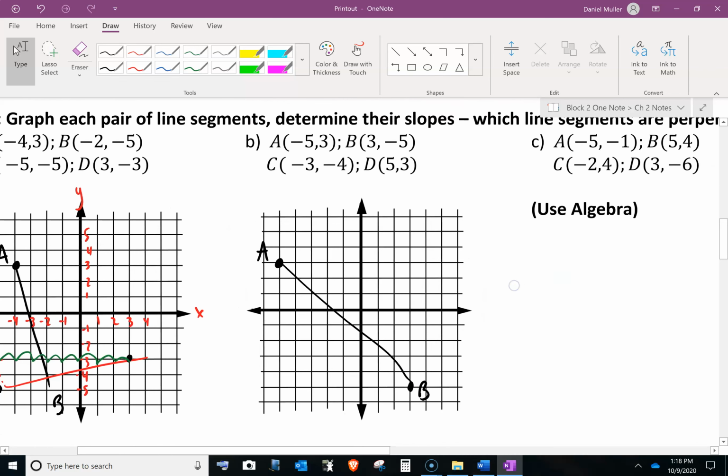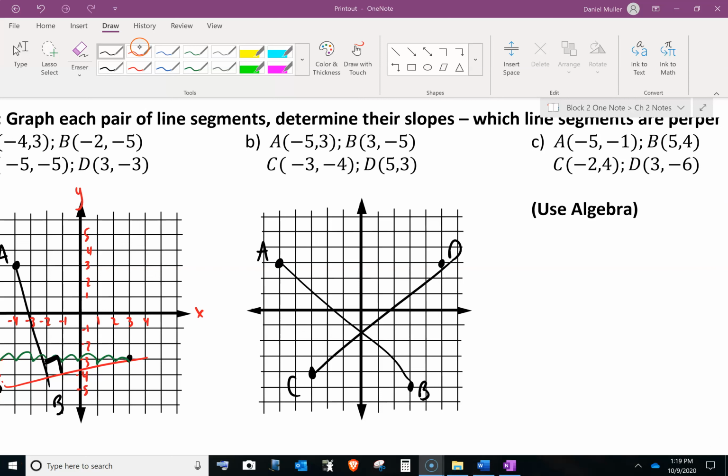You should probably use a ruler. That looks terrible. C is going to be -3, 1, 2, 3, and -4. 1, 2, 3, 4. That's our C. And our D is over 5. 1, 2, 3, 4, 5, and up 3. So is this perpendicular here? I mean, my lines are really off. Turns out, by the way, yes, this was. We said yes. So we can put that little symbol there, but I don't know if B is.